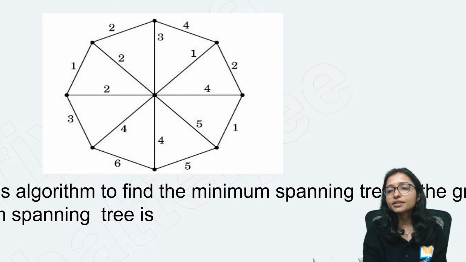Do it, solve it, then I will show you the options. You can tell me the answer also.